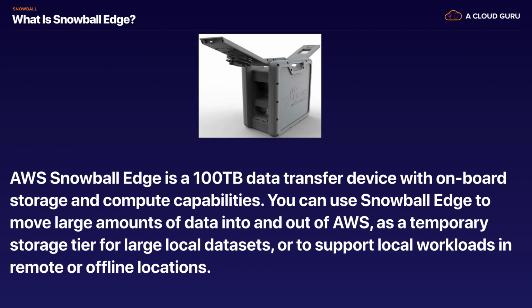We also have a Snowball Edge. Snowball Edge comes in 100 terabytes worth of data. And this is a device with onboard storage and compute capabilities. So you can actually run Lambda functions from Snowball Edge. We're going to cover what Lambda is later, but essentially this gives you compute and storage. And you can use Snowball Edge to move large amounts of data in and out of AWS, as a temporary storage tier for large local data sets, or also to support local workloads in remote or offline locations.